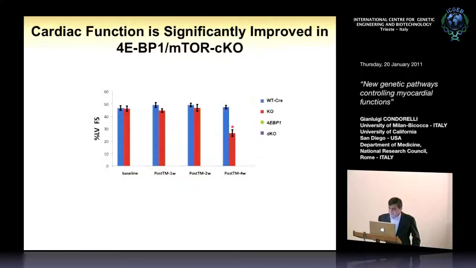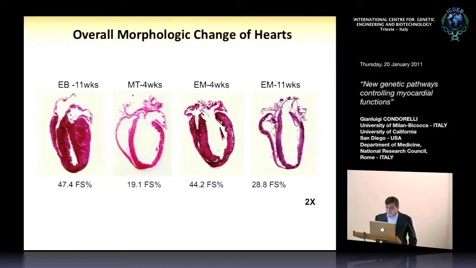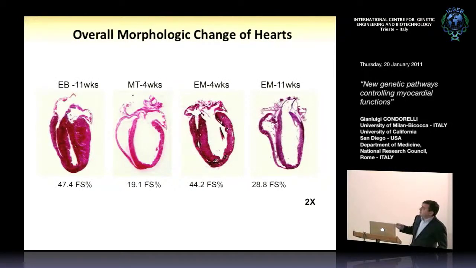And so we found that if you look at the cardiac function and do all the histology and biochemistry at 4 weeks, the 4EBP1 and mTOR double knockouts are normal. So all the parameters are normalized. For this one, it's fractional shortening at the echo, where this is the mTOR knockout and this is the double knockout. So it's normalized, and this is also the effect on gross anatomy. You can see fractional shortening at 4 weeks is quite normal, comparable to the normal mice. But at 11 weeks, those survivors have decreased fractional shortening.